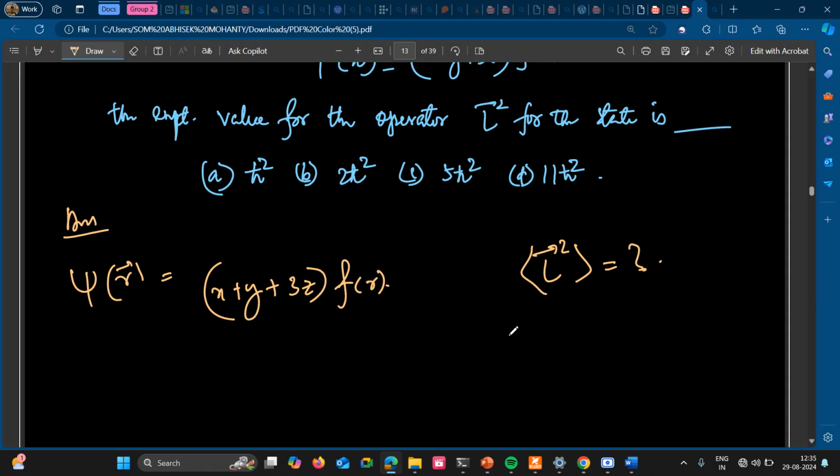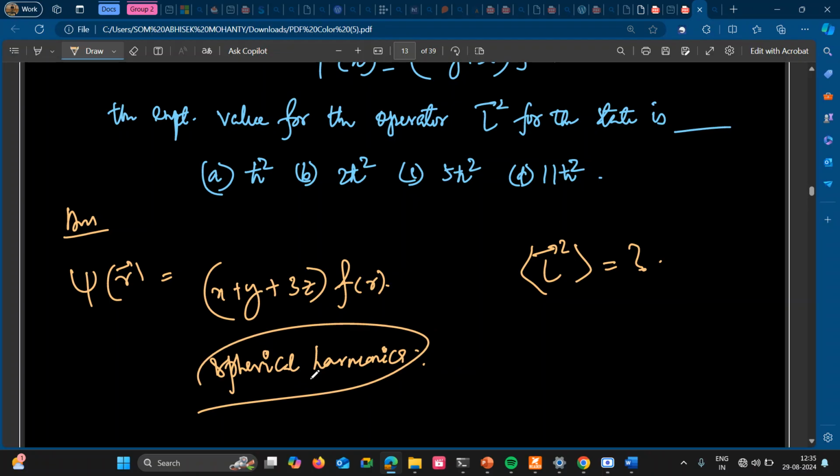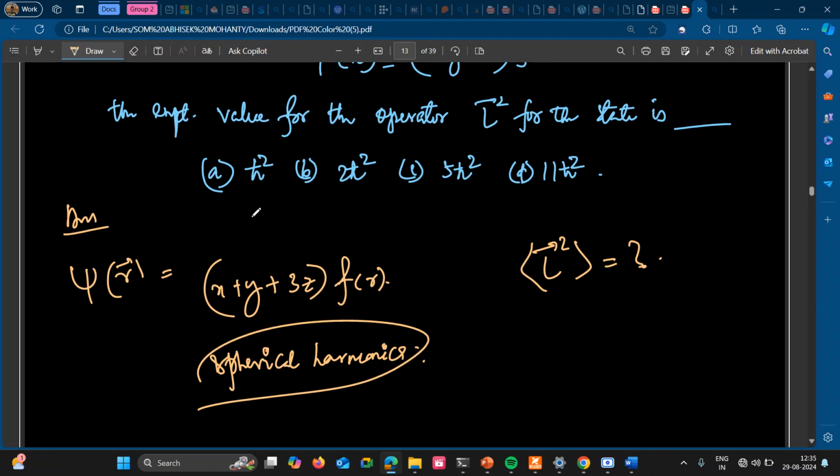So this is a three-dimensional spherically symmetric potential. So what will you use in a spherically symmetric potential? It's a very important topic. It's called spherical harmonics. It's very important, and you have to practice a bit to get the feel of it. So how do we solve this question? First, let me write the spherical harmonics.